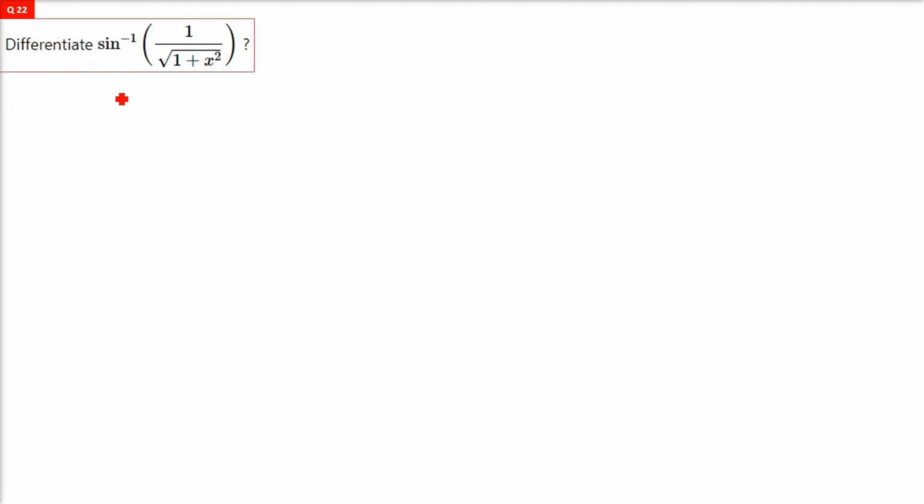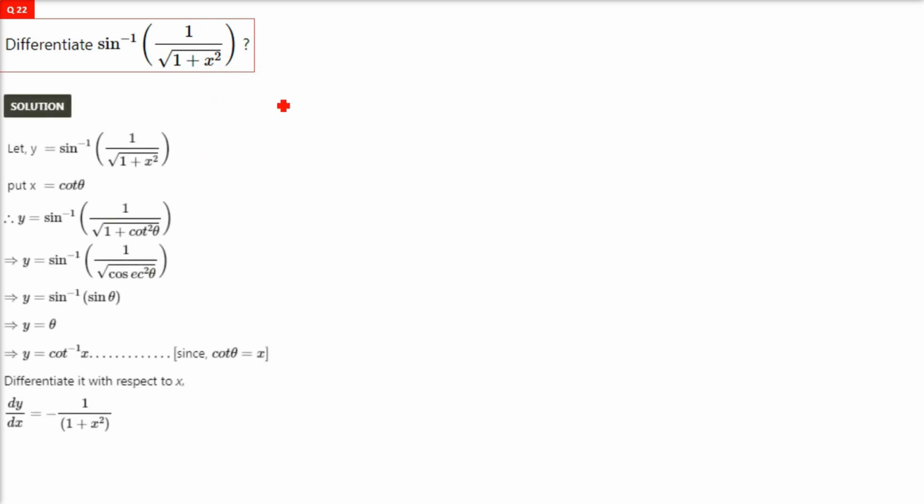Differentiate sin inverse of 1 by under root 1 plus x squared. So what we will do here is, we want something inside as sine. So 1 plus cot square theta is equal to cosec square theta, that we already know. But you will ask, why are you not using 1 plus tan square theta, that will be equal to sec square theta?